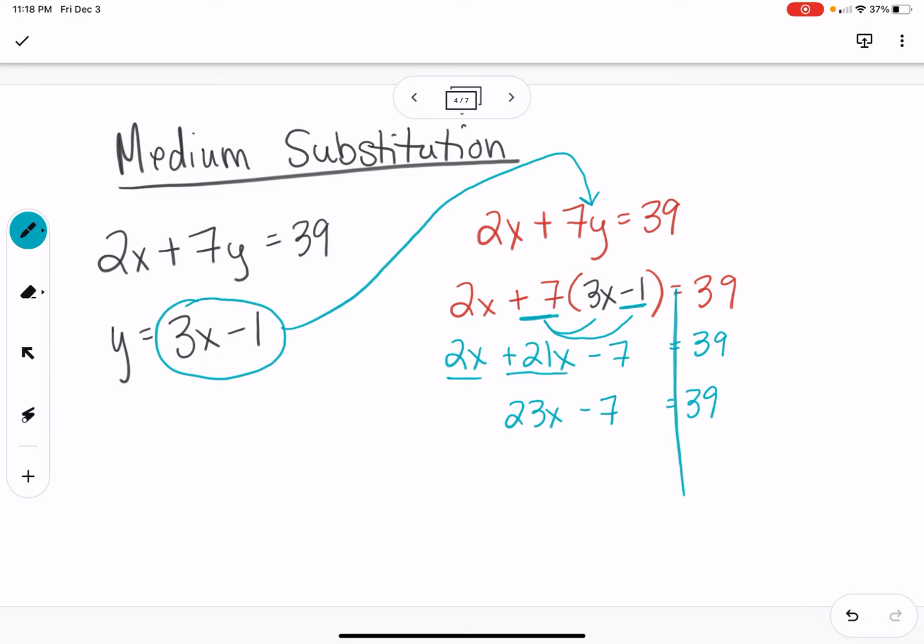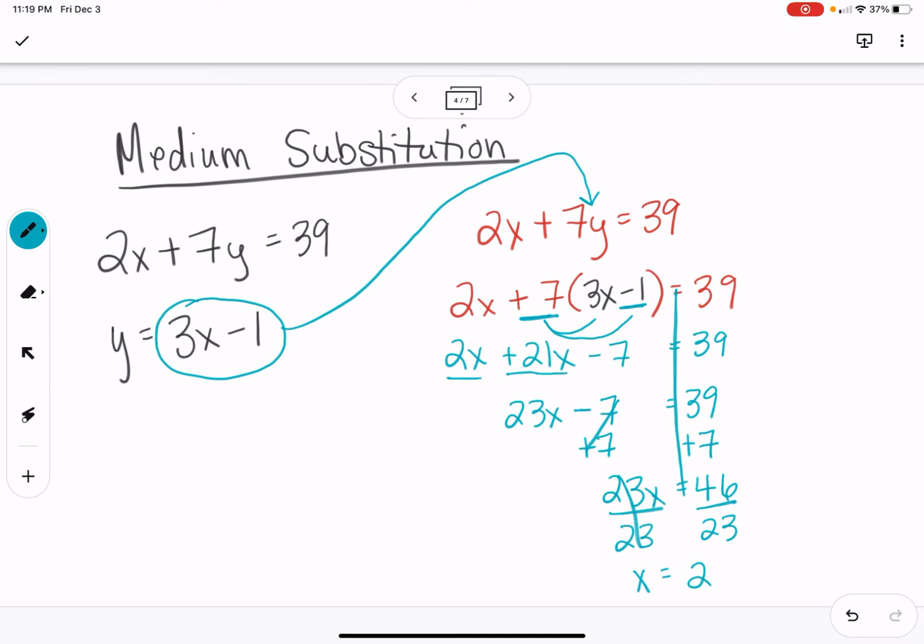Okay, no more like terms, so I start to get x by itself. Get rid of the constant first, the number being added or subtracted. So to get rid of a minus 7, I add 7 to both sides. 23x equals 39 plus 7 makes 46. X still is not by itself. It's being multiplied by 23. I need to divide by 23. 46 divided by 23 is 2.